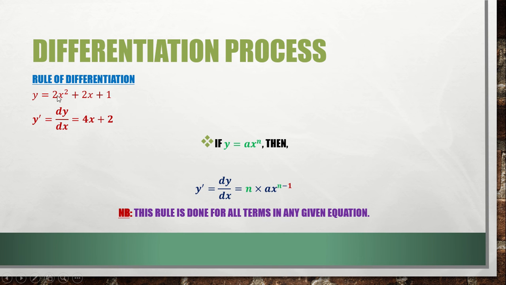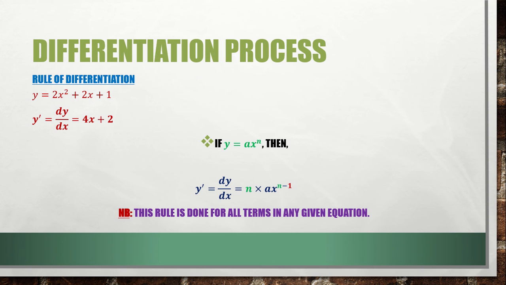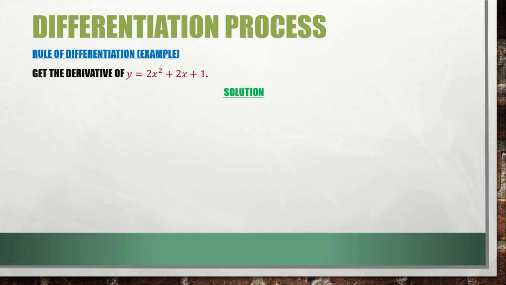So for example, each of these terms must follow that rule. This first term was 4x, the second one was 2, the third one was 1. Let's get an example just to explain what we have. Get the derivative of this equation by using the rule of differentiation. Before I give you my solution, please pause the video and try fumbling about with what I've just tried to explain. If I take you back to the statement so that you're able to get it, that is the statement. Try fumbling about with the question I've given you before I give you my solution.